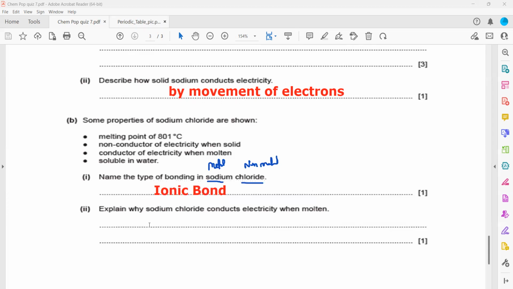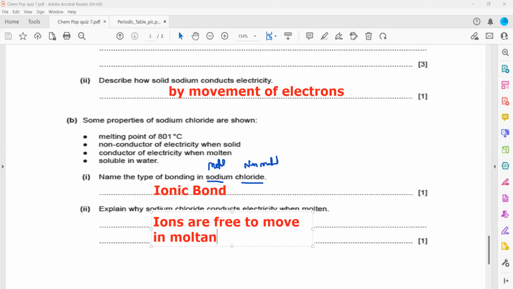Why does sodium chloride conduct electricity when molten? Like when we melt an ionic compound, why can it conduct electricity? Because ions are free to move in the molten state. In the molten or aqueous state, the ions can move or flow easily. But in a solid, the ionic compound cannot conduct electricity because ions are not free to move.